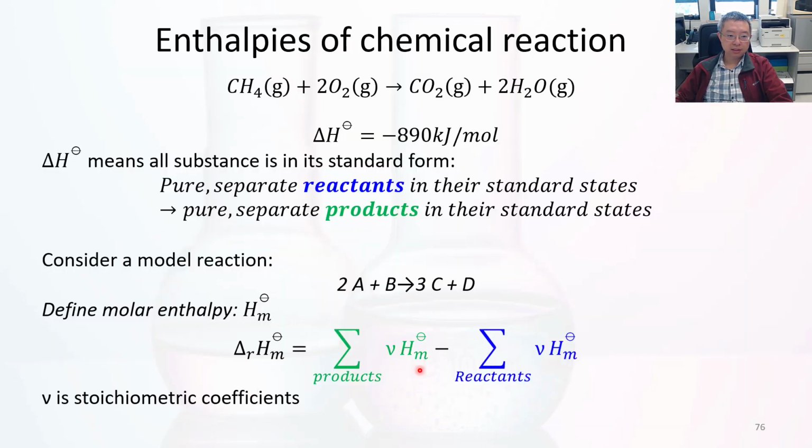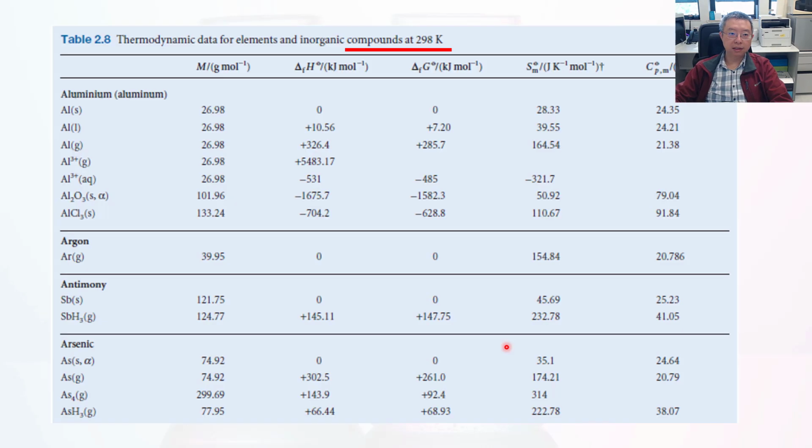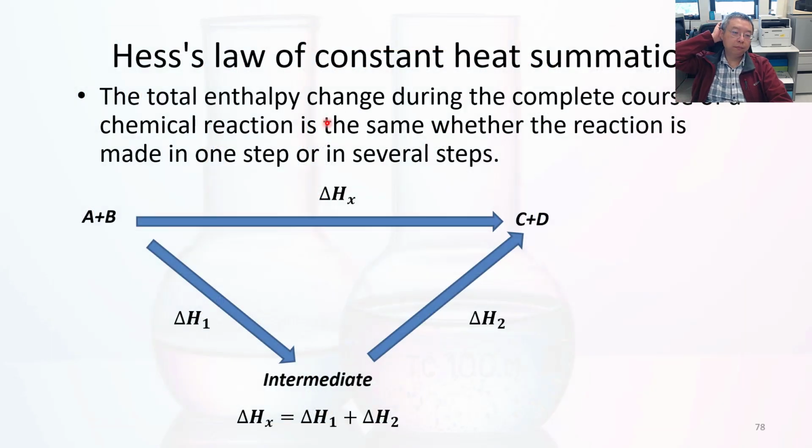Here, this is the number we want, but we don't have these numbers because this is a formation. This is delta formation of something, so delta G formation of something. So we don't have the absolute numbers of H. In order to get that, we will need to use Hess's law. Okay, Hess's law, again, it's very simple.